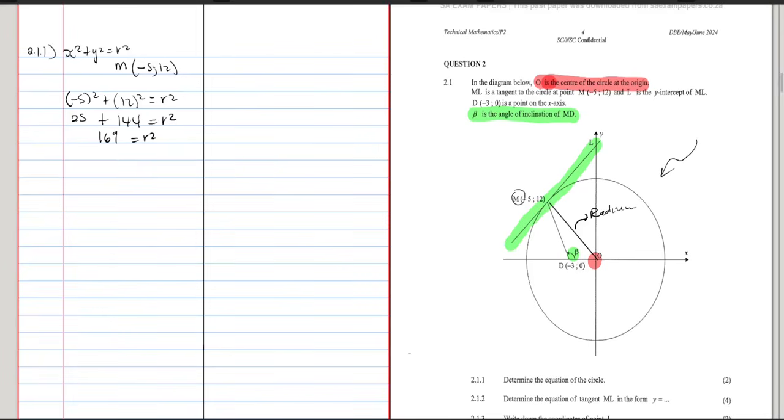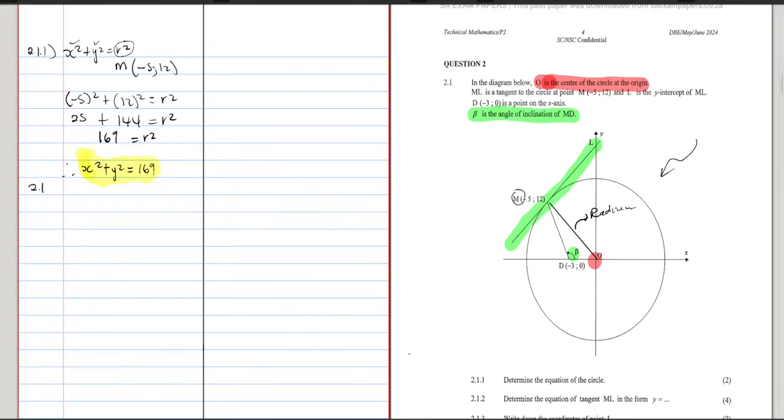We are looking for an r squared because I have to leave x as is, y as is, just substitute this value only. So therefore the equation is going to look like this: x squared plus y squared is equals to r squared, which is 169. That's our answer for 2.1.1.